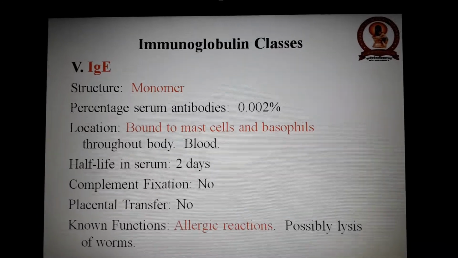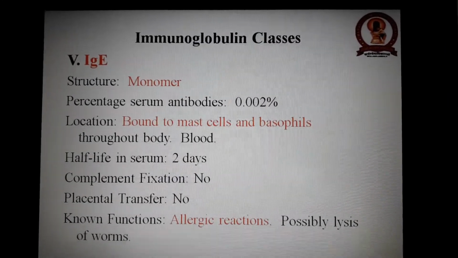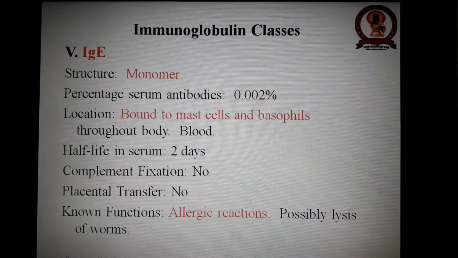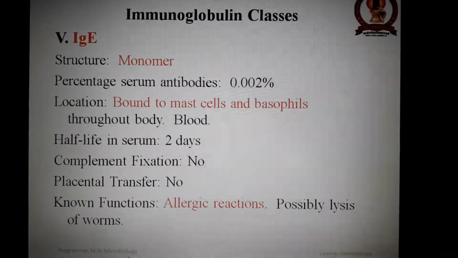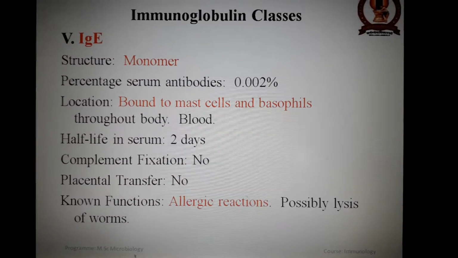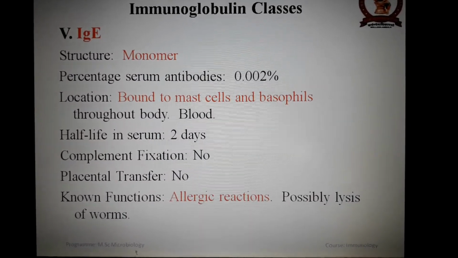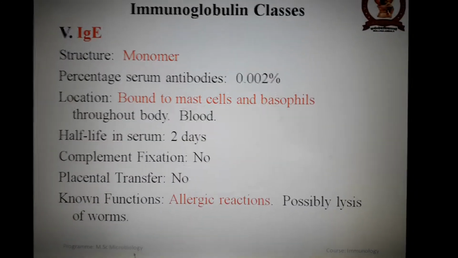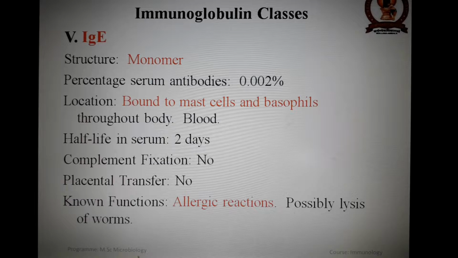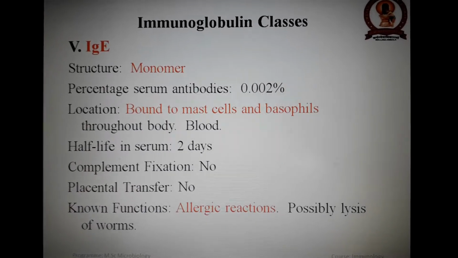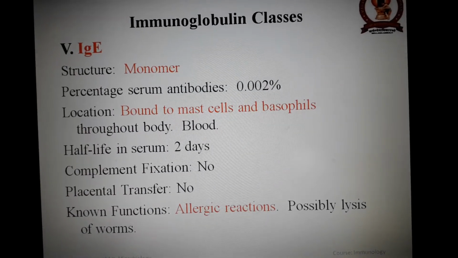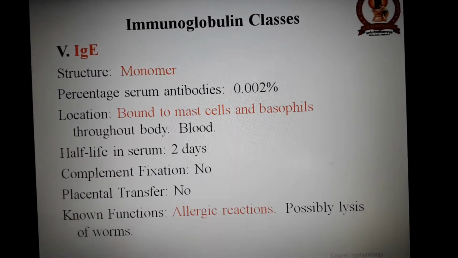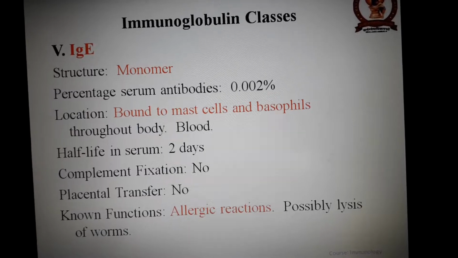Now we come to IgE. This particular antibody's structure is also a monomer. Its percentage in the serum is only 0.02%, and it is bound to the mast cells and the basophils, throughout the body and also in the blood. Its half-life in the serum is only 2 days. It does not cross the placenta, and it does not fix the complement. Its known function is that it appears during an allergic reaction and possibly in lysis of worms.